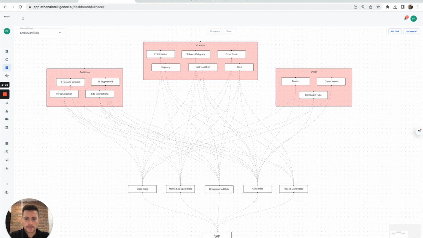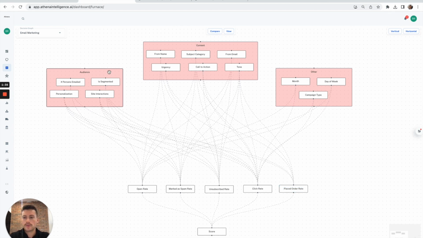So starting on the bottom here, we have a score for this email. This is an arbitrary number that we can basically come up with and weight. The key metrics that we're going to be thinking about today, though, are the email marketing open rates, the marked as spam, unsubscribe, click rate is a key one, as well as how many of those emails actually resulted in someone placing an order for this particular product or for a particular service.